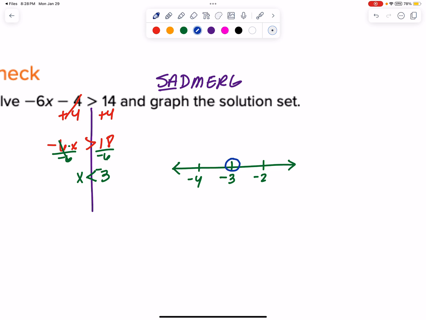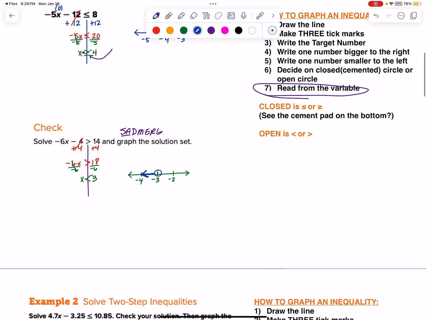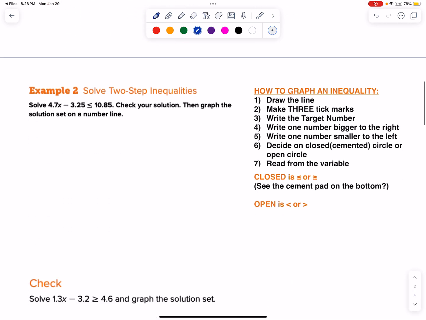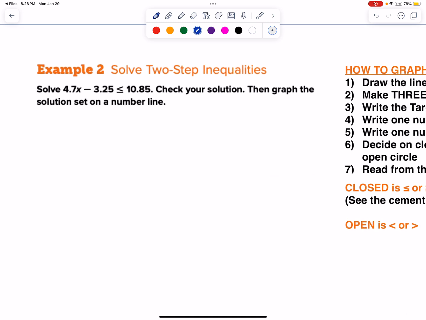So we're doing an open circle right on the line, not above it. Okay, and then we read from the variable. So x is, I hit the less than side. X is less than, which means go to the left. Okay, and there we go. We're good. All right, let's go ahead and take a look at example 2. Same thing, we just have decimals.